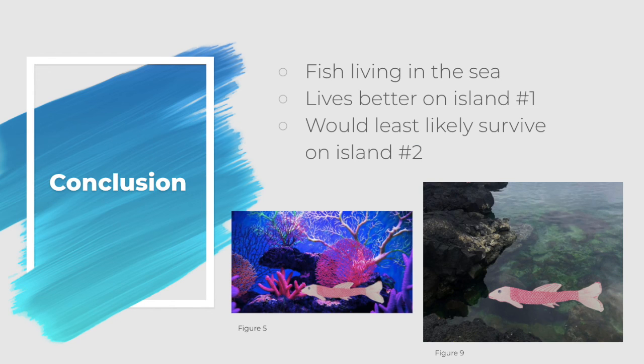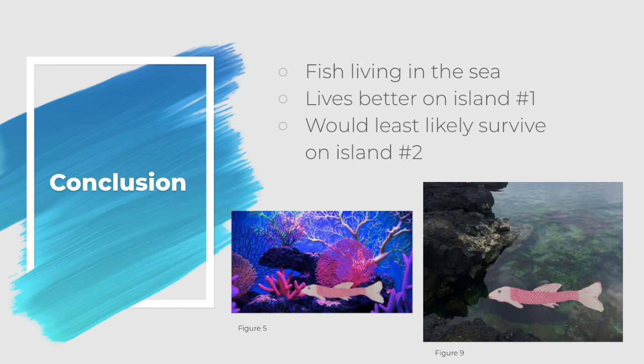To conclude, our pink coral reef fish would most likely survive better on island number 1, mainly because it would be able to hide better from predators. On the two images above, you can see that on island number 1 on the right, the fish is harder to spot than on island number 2 on the left, where the fish is more visible.